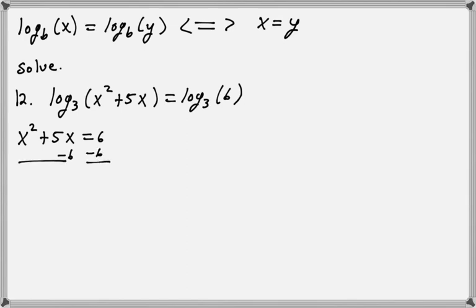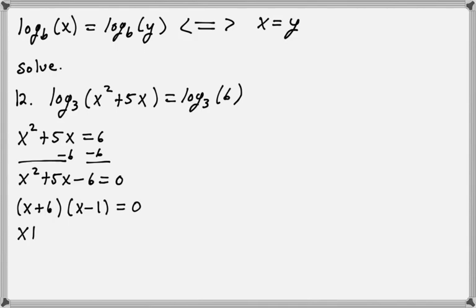It's quadratic. We'll set one side of the equation equal to 0, and then we'll cross our fingers that this factors. So a product of negative 6 that adds up to 5 would be x plus 6 and x minus 1. Set each factor equal to 0. Okay, so x is equal to -6 or x is equal to 1.